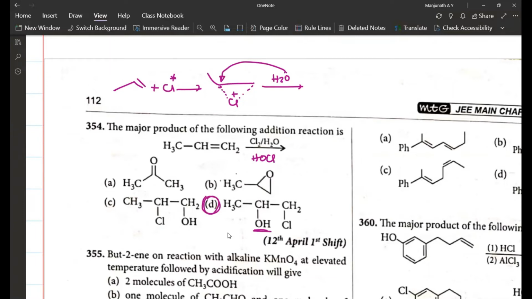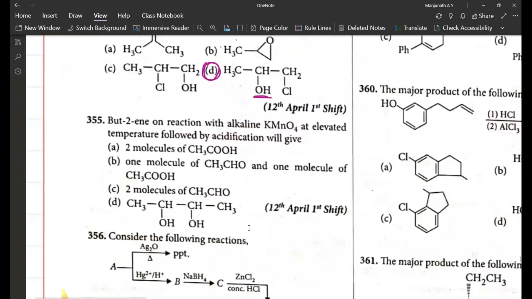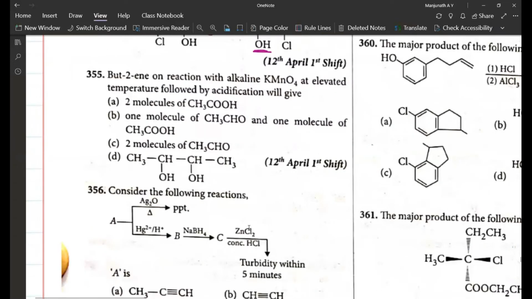So it will be Cl here, H2O plus here. Deprotonation should happen from water alone. Then it will be OH, Cl. Obviously it is a trans addition, but we show it like this here because the options are not asking about this geometry, the orientation. Okay. Second one.